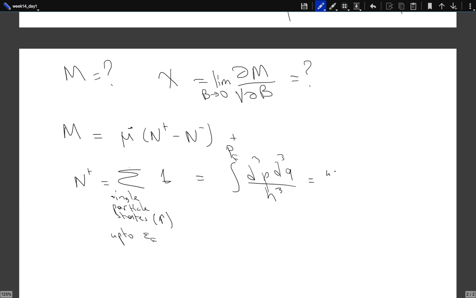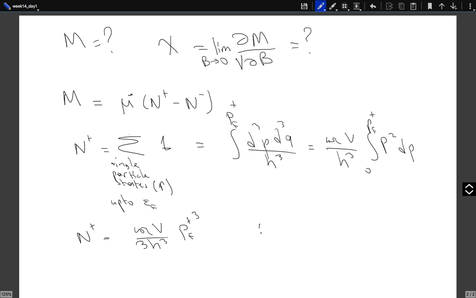This is 4 pi V over h cubed, integral of p squared dp from 0 to p_F plus. So n plus is equal to 4 pi V over h cubed times p_F plus cubed over 3. This is n plus. And similarly, if you do the same trick for n minus, this is 4 pi V over 3h cubed p_F minus cubed.